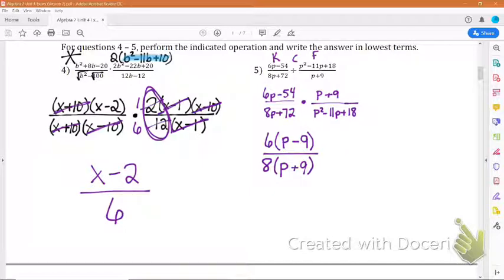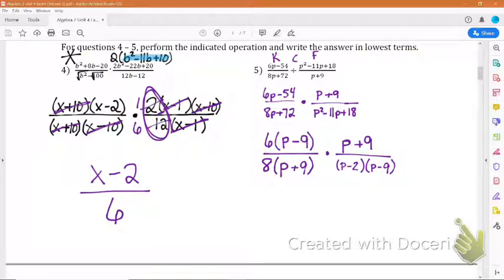For our second fraction, the numerator does not factor. The numerator stays p plus 9. Just bring it on over. For the denominator, you have a quadratic, which just means you have an asterisk problem. Perfect. Negative 2 and negative 9. So p minus 2 and p minus 9.